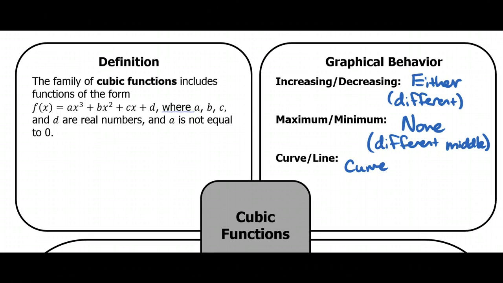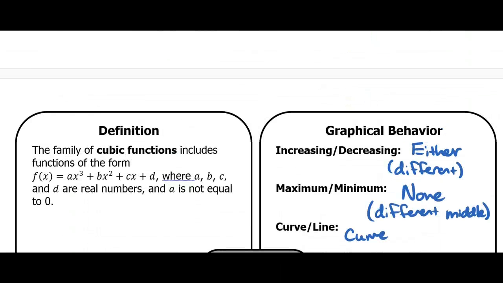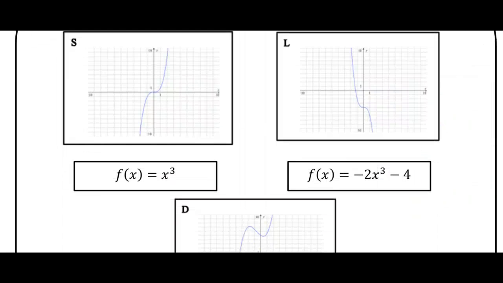So I want to look down at these graphs and tell you what I mean by that middle part right there. Again, it's different in the middle for cubic functions. So first of all, let's talk about the increasing and decreasing factor. For graph S, overall this graph is increasing, we would say, because from left to right, y is increasing, and then y keeps increasing as we go in here forever and ever.